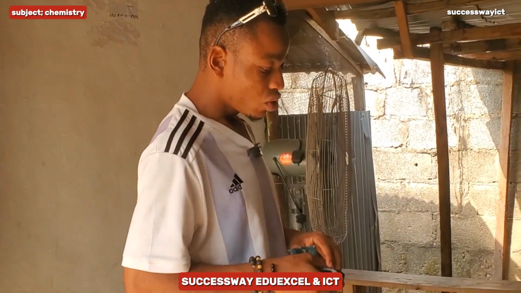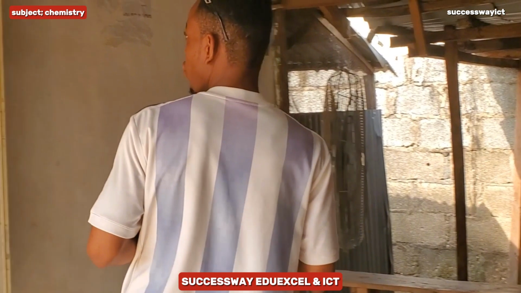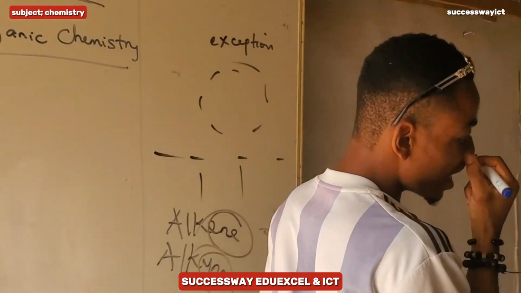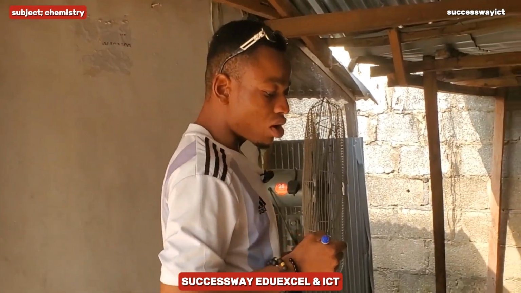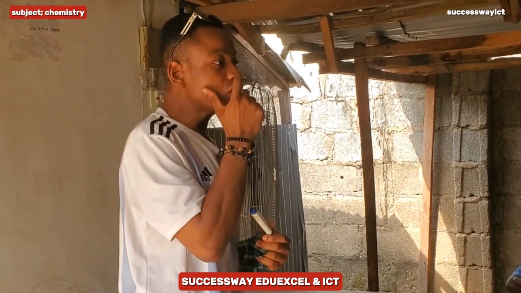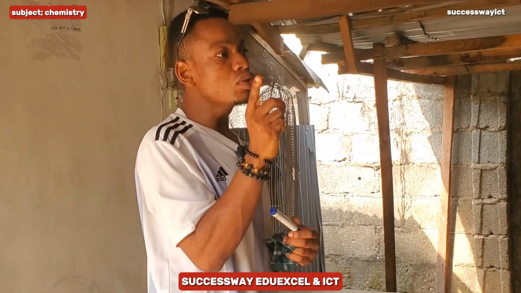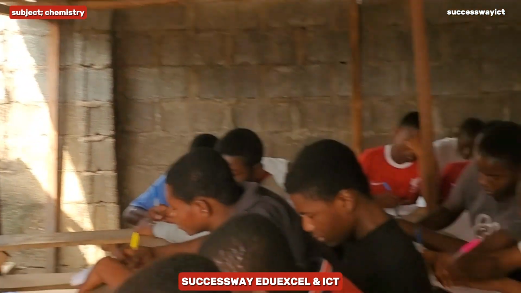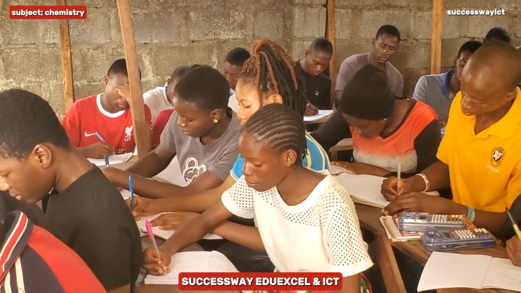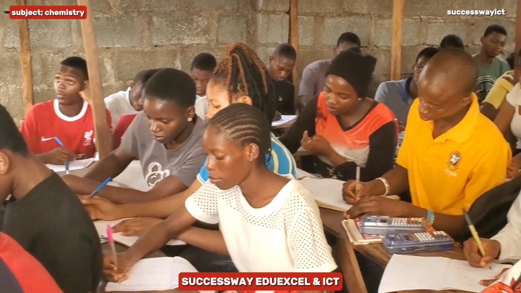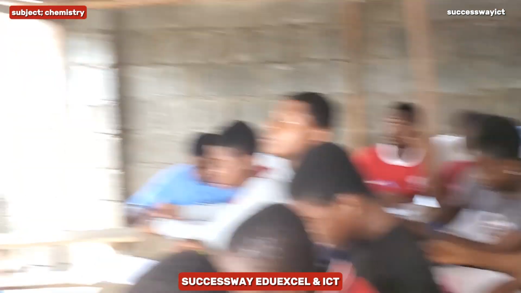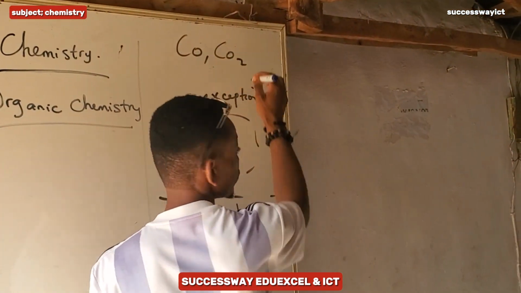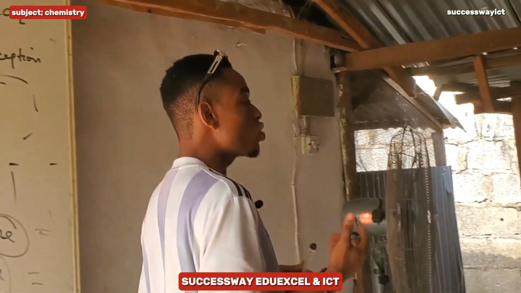Are we there? With the exception of carbon(II) oxide. What is the formula for carbon(II) oxide? CO, right? With the exception of carbon(II) oxide, comma, carbon(IV) oxide. Yes, carbon(IV) oxide is CO2.